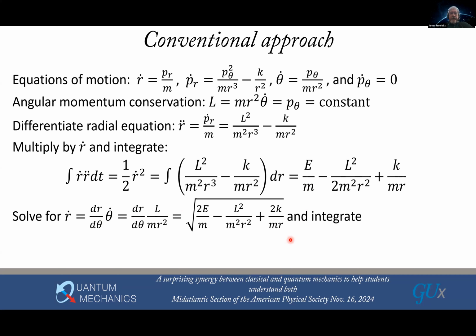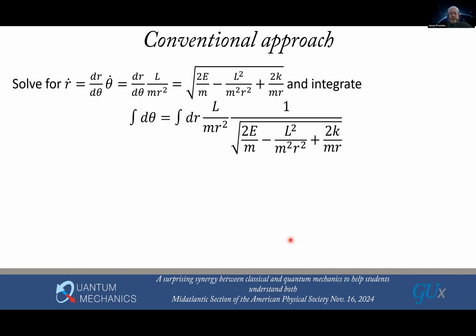And now what we're going to do is rearrange it and integrate it. So we can get an integral d theta is integral dr L over mr squared times 1 over this square root mess. This looks like something that would be impossible to integrate, but it actually has an exact integral. The integral of d theta will give me theta. The integral of this is minus arc cosine of this mess.